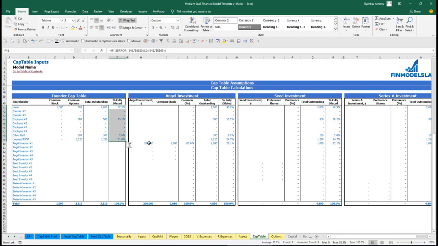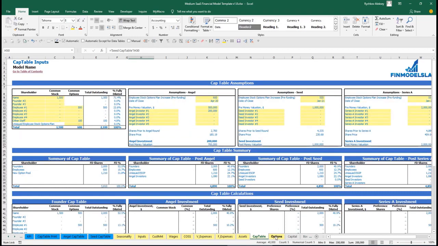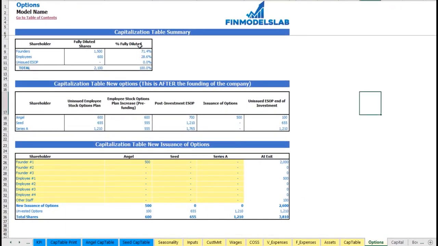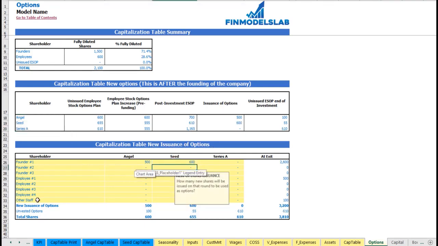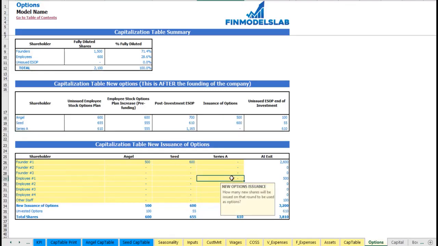In the next tab to the right, you can see the angel investment amounts, count of shares, and the dilution after angel round, seed round, and Series A round. Additionally, you have the Options tab, where you can see the capitalization table summary on the top. You can see the capitalization table new options, which is angel, seed, and Series A. And you can input the capitalization for new issuance of options. For example, founder 1 can have in seed round another 600 options. Employee 1 can have in Series A some 300 options.